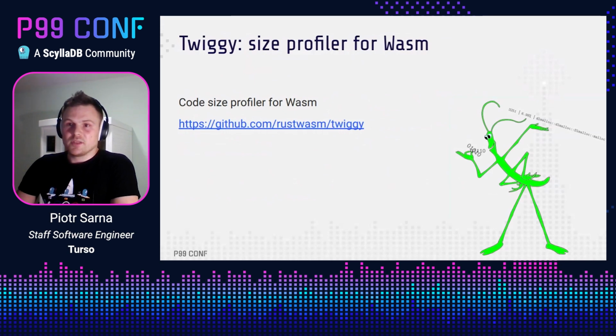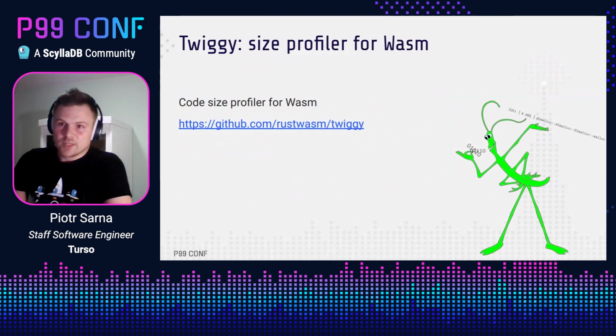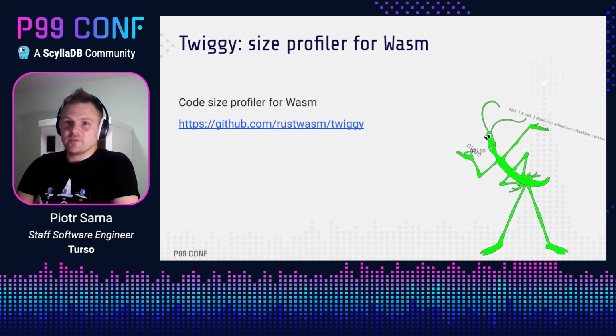Then, while experimenting with binary size and searching for ways to minify my programs even further, I stumbled upon Twiggy, a size profiler for compiled WebAssembly, and I really liked how easy it was to inspect the binaries with it, so let's go through some examples.